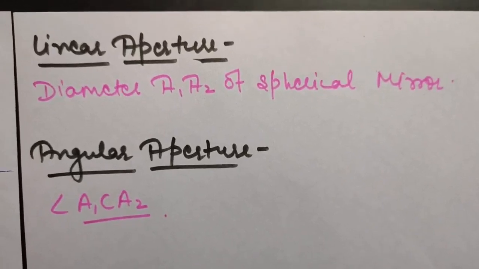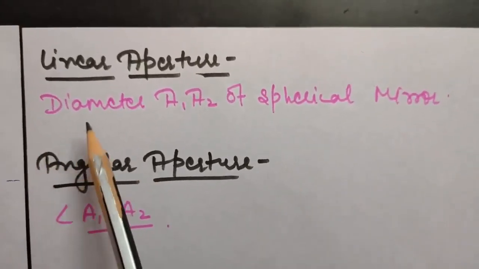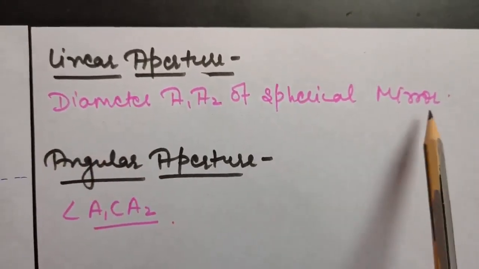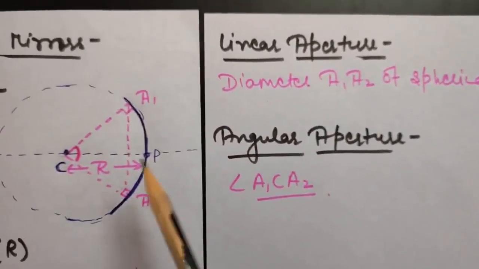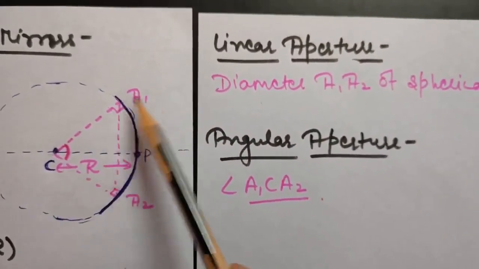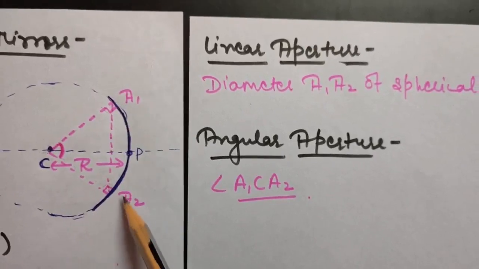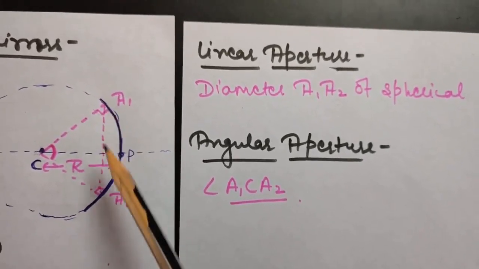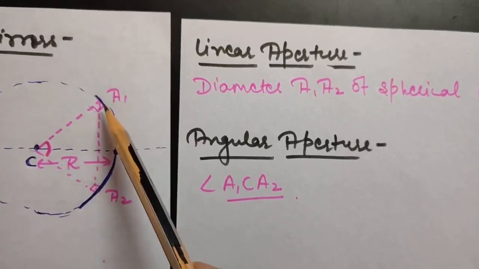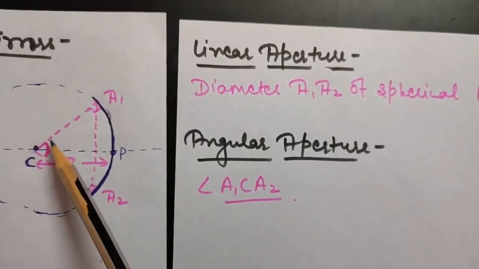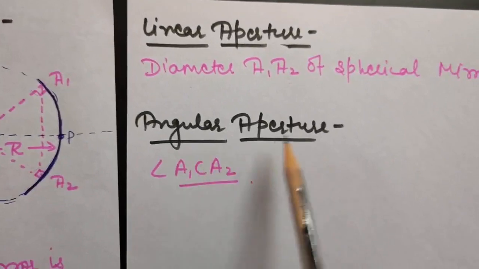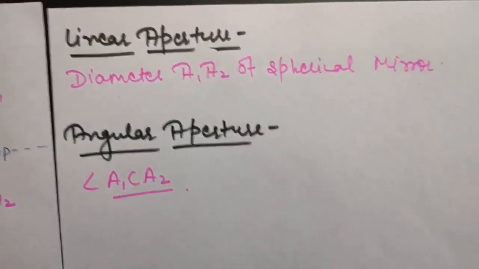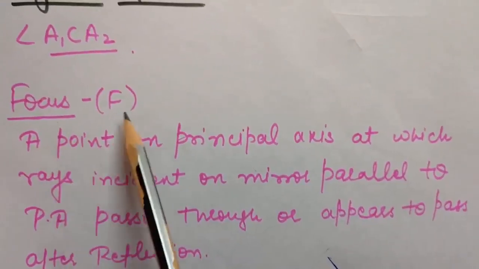Next is linear aperture. It is the diameter A1A2 of the spherical mirror. Now look at the diagram. If I denote this point by A1 and this point by A2, then this diameter of the spherical mirror is called linear aperture. And the angle A1CA2, that is this angle, is called angular aperture. The next term is focus.